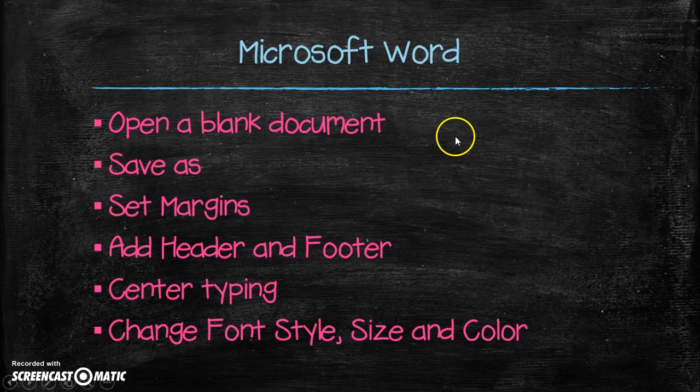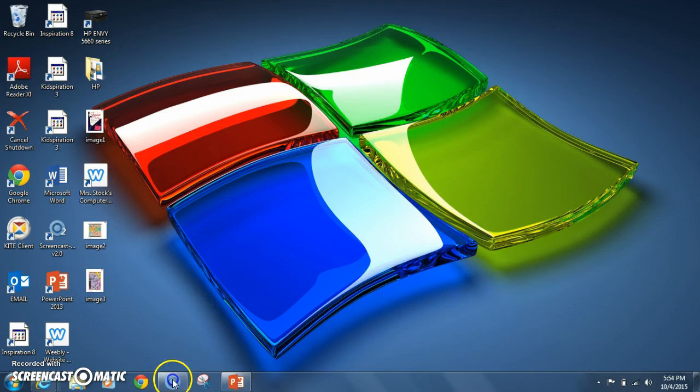Today we are going to begin creating a document in Microsoft Word. I'm going to show you how to open a blank document, save the document as something, set the margins of the document, add a header and footer, center the typing, and change the font, style, size, and color.